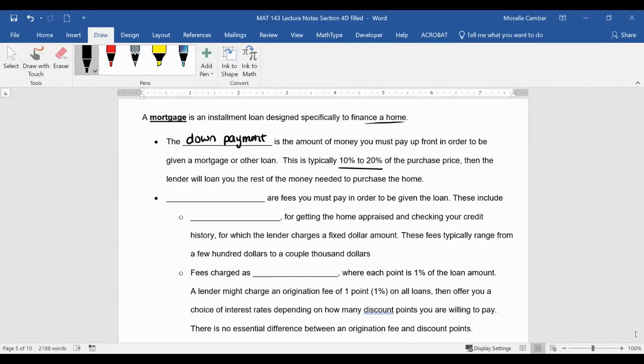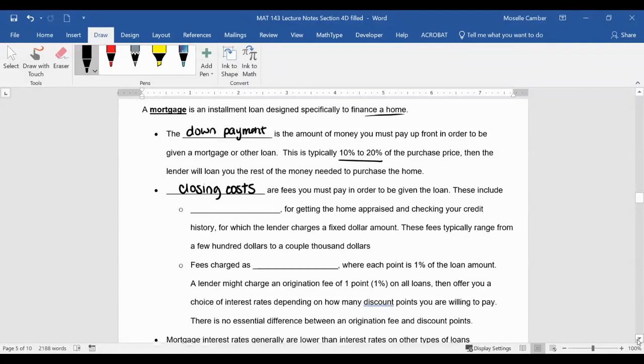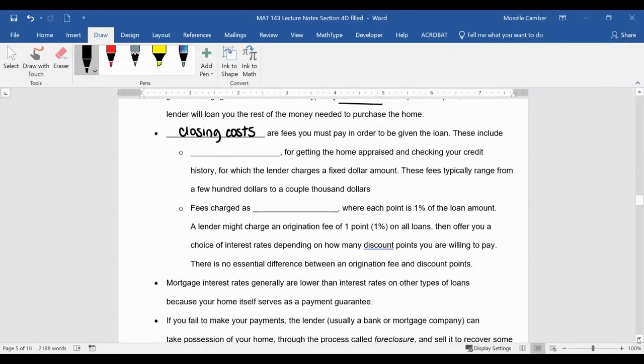So say, for example, you're buying a $300,000 home and they want you to do a $30,000 down payment. You pay $30,000 cash, and then the $270,000 left over will be the loan amount. Okay, and then you have closing costs, which are really annoying. Basically just fees for taking out the loan.